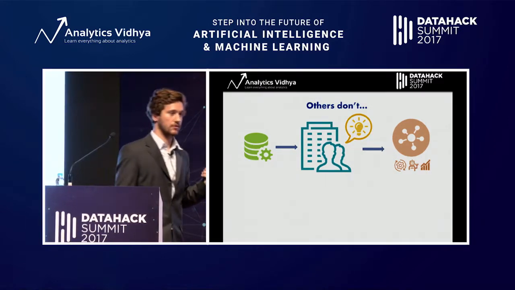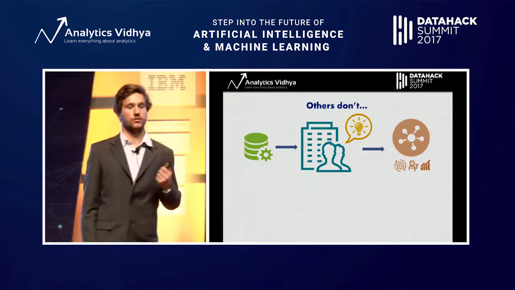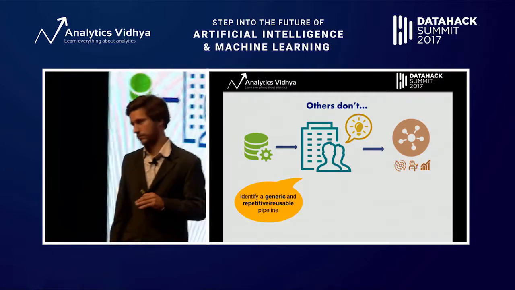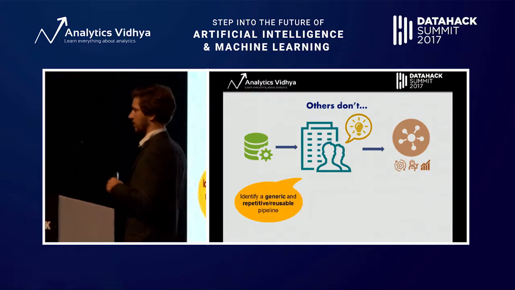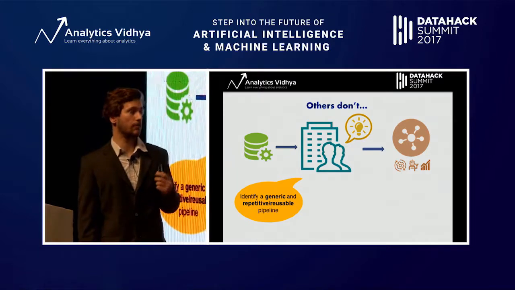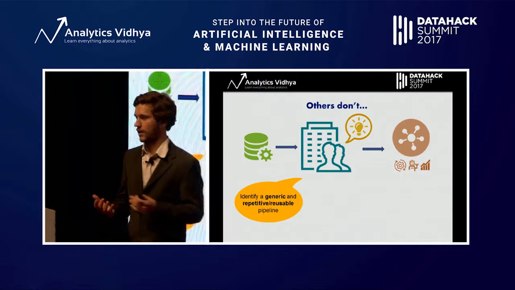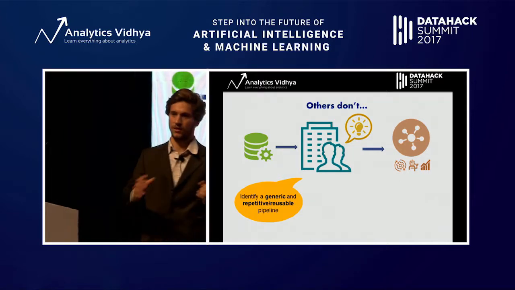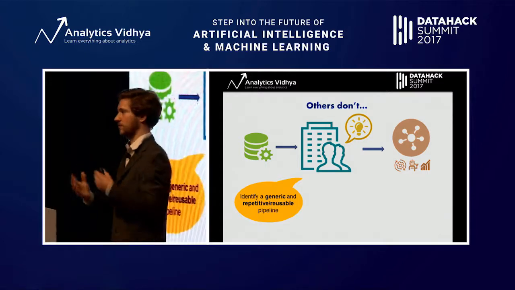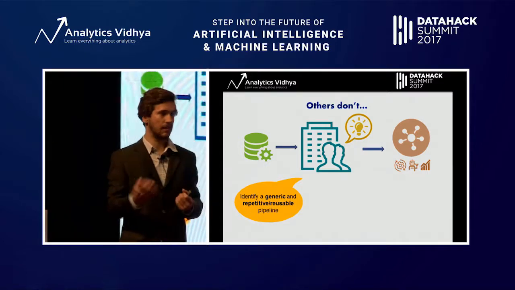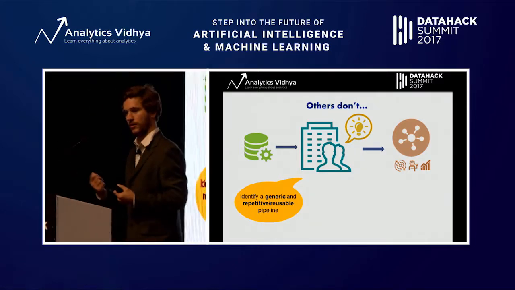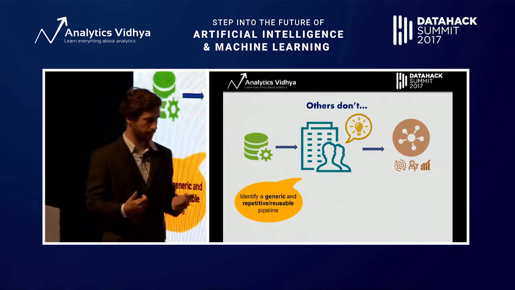Other companies have understood what to do. So here is the solution. The first step is to identify a generic, repetitive or reusable pipeline. Like, okay, I've noticed that in 80% of cases, I need to track my data, I need to pre-process my data, I need to test different models, and then I need to predict. That's a reusable pipeline, a generic pipeline. So that's the first step you need to do.